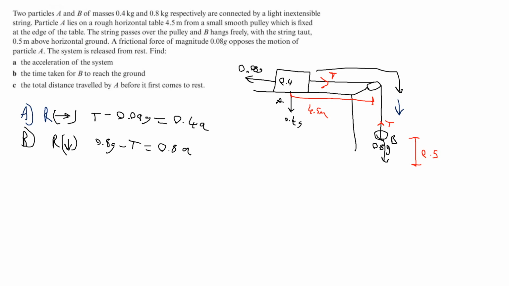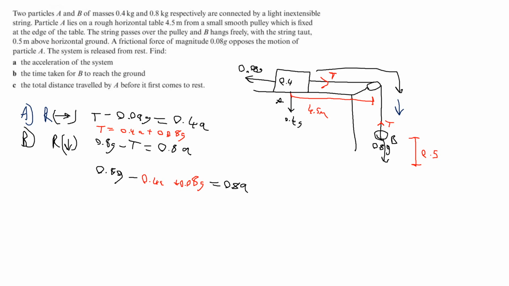Now what we need to do is just make T the subject. First thing I'm going to do, I'm going to use the top one because it's easier. T is equal to 0.4a plus 0.08g. So now let's put that into our equation. 0.8g minus 0.4a plus 0.08g is equal to 0.8a. A, not G.